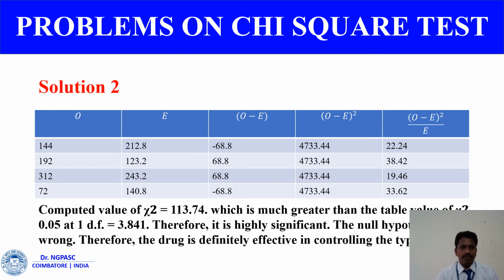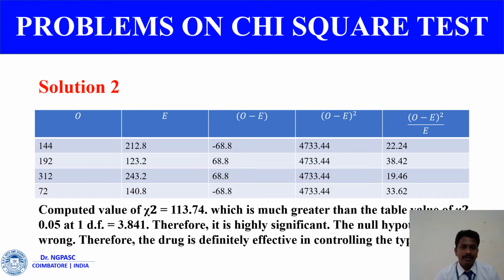The given observed frequencies are 144, 192, 312, 72. The expected frequency of 144 equals 212.8, of 192 equals 123.2, of 312 equals 243.2, and of 72 equals 140.8. Next, to calculate observed frequency minus expected frequency, that is, the deviation of observed frequency and expected frequency.